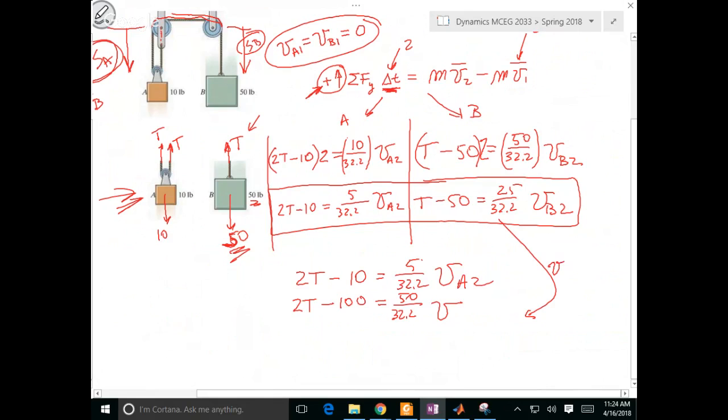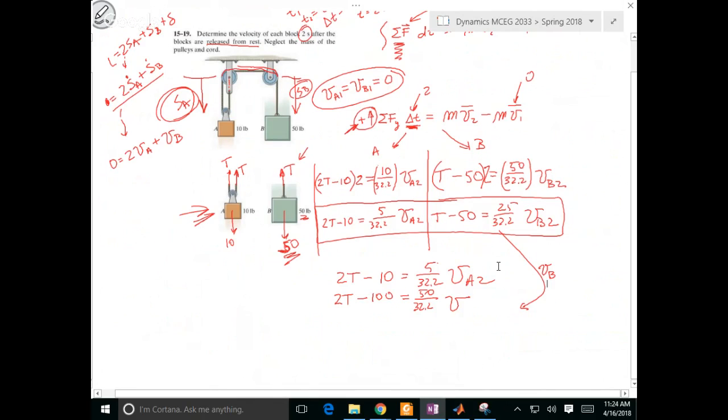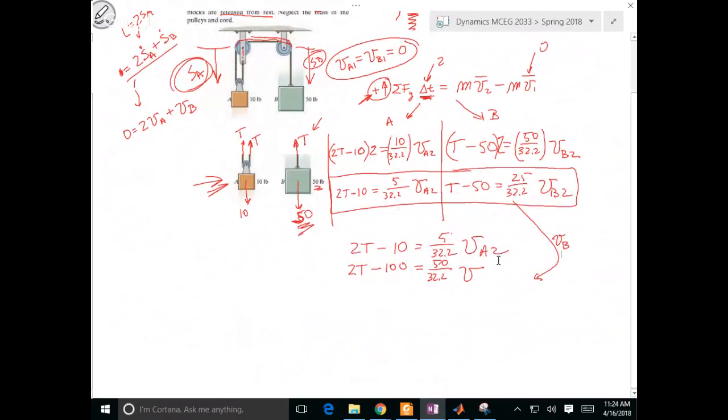This time I'll replace VB. If I look over here, VB is equal to, move that over to the other side, minus 2 VA. And that's because of the way the ropes are. So if this one was going up at 2, this would be going, well, if this was going up at 1, that would be going down at 2. So I'll erase this and replace it with minus 2, and I'm replacing B with A, VA2. Now what I can do is just subtract these.